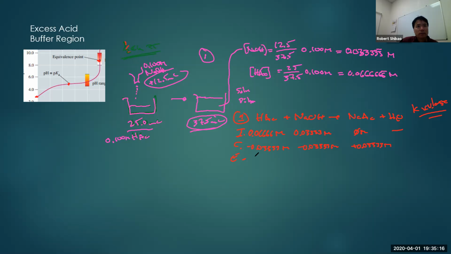Okay, so when I do that subtraction, I'm going to get 0.0333 molar. Over here, I'm going to get 0 molar. And over here, I'm going to get 0.03333 molar. And so when I look at this, the weak acid, acetic acid, and the weak base, sodium acetate, have the same concentration here. Okay, this is an HH buffer. HH buffer, we don't consider Kw. We just go to the HH buffer equation.